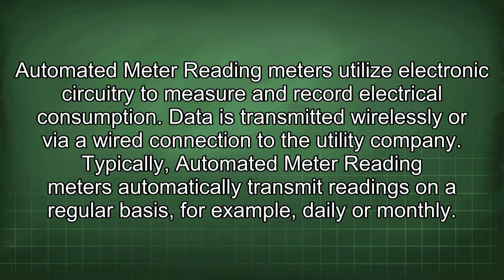Automated meter reading meters utilize electronic circuitry to measure and record electrical consumption. Data is transmitted wirelessly or via wired connection to the utility company. Typically, automated meter reading meters automatically transmit readings on a regular basis, for example, daily or monthly.